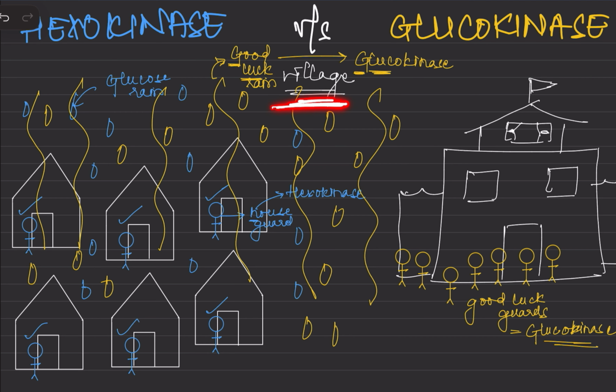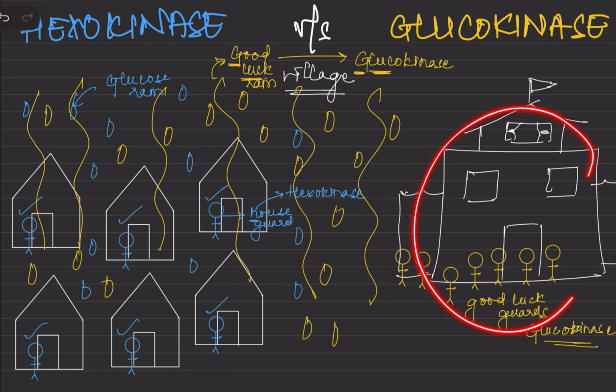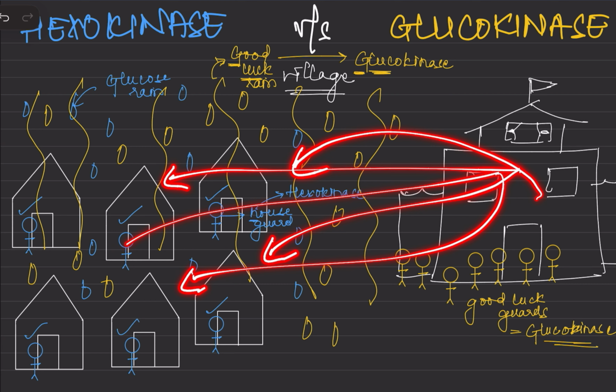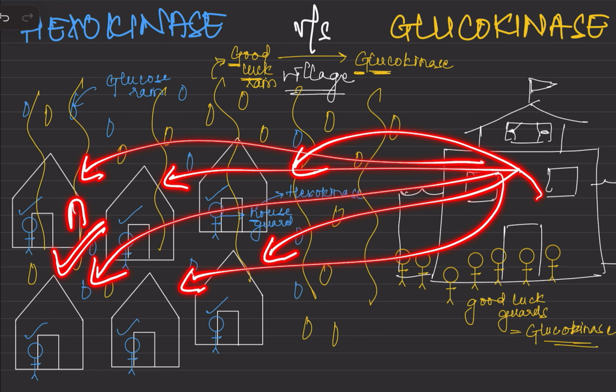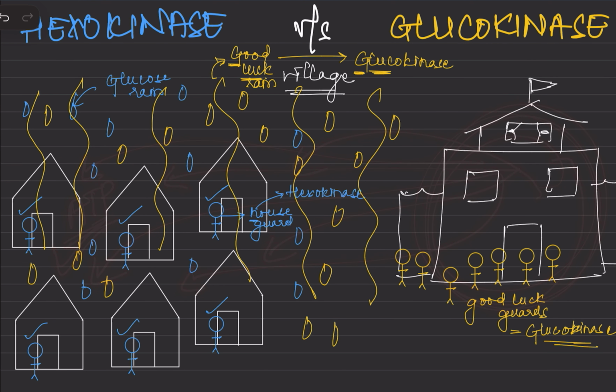A drought in the village means there is no glucose rain. When there is no glucose available, all the glucose 6-phosphate in the house will be utilized. And that's when the excess glucose from the good luck rain can be provided to these houses or the cells. And they can perform their daily function by making ATP with the excess glucose that was stored in the palace.